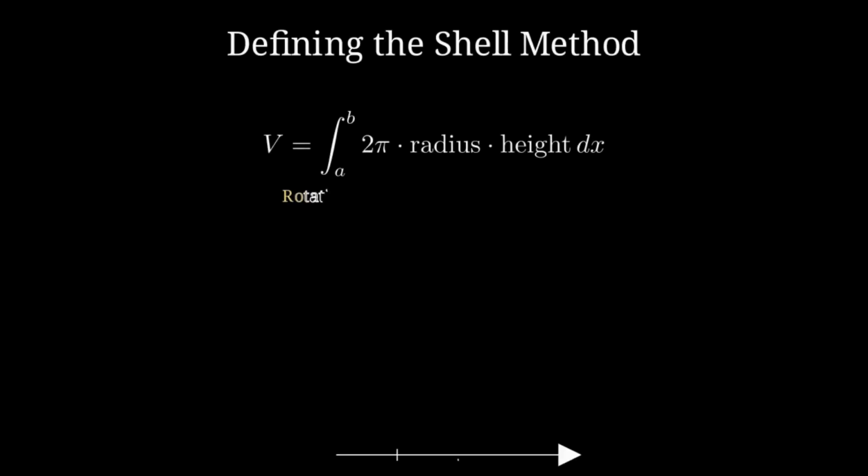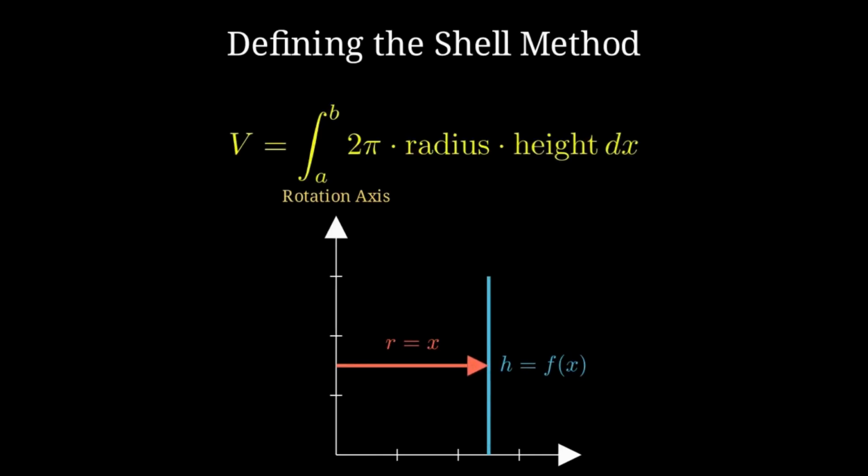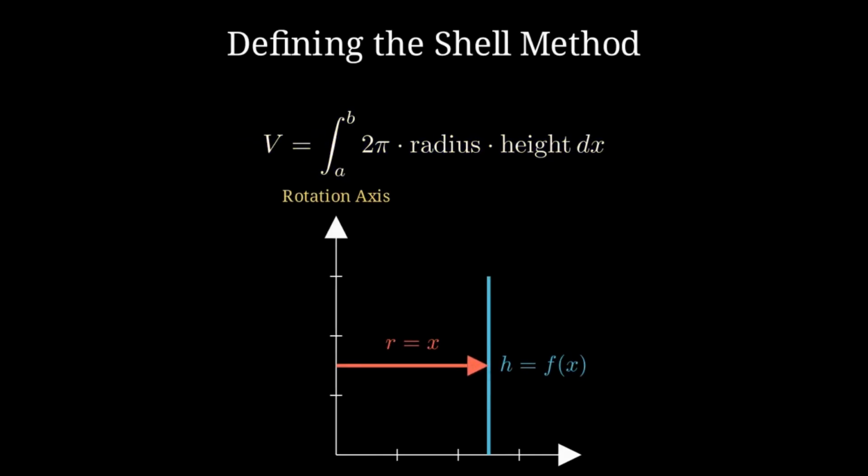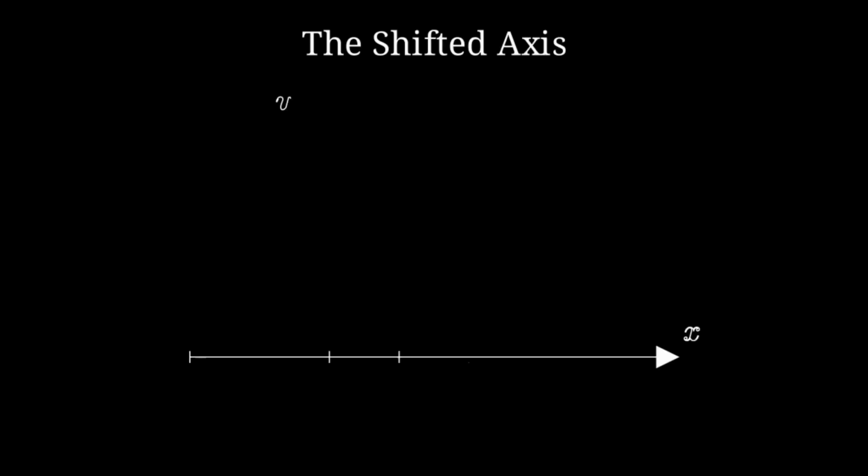When rotating around the y-axis, the radius is simply the distance from the origin to x. The height is the function value f(x). Thus, the standard formula is the integral from a to b of 2π times x f(x) dx. But what happens when the axis moves? This is the core concept.